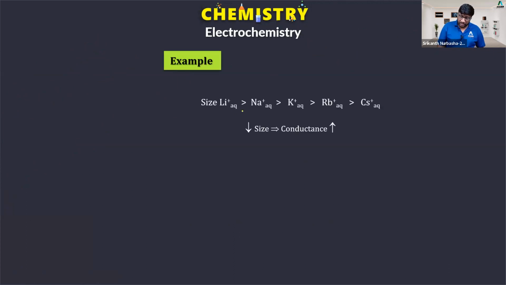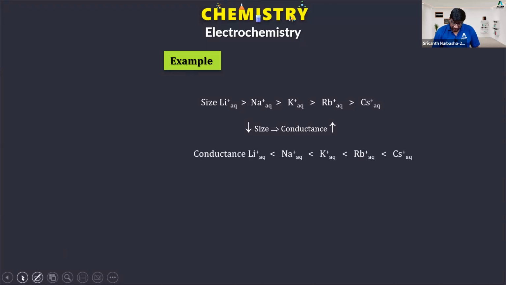For example, the size of Li+ aqueous is greater than Na+ aqueous, greater than K+, then Rb+ and Cs+. So as size decreases, conductance will increase. The conductance order will be Li+ to Cs+. This is the order of conductance based on size, right?